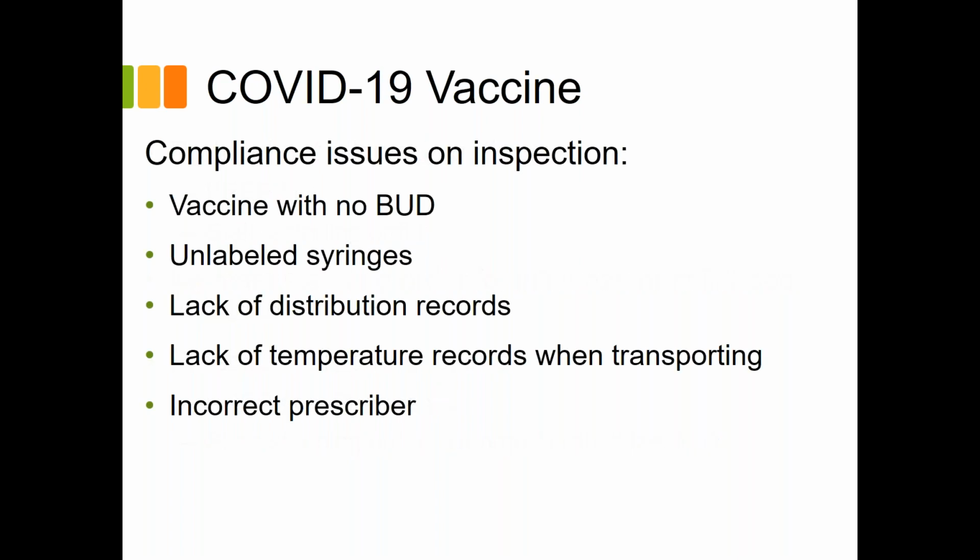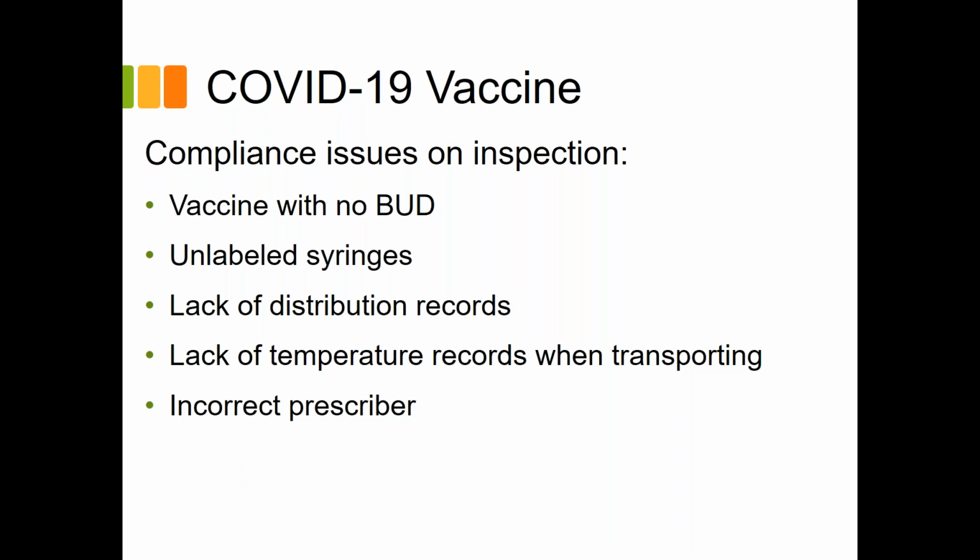Some of the compliance issues we've seen related to the COVID-19 vaccine have to do with the product itself and with the records. We see vaccine with no beyond use date or beyond use time. This could be frozen product that has been taken out of the freezer with no date on when it would expire. Or we see punctured vials with no beyond use time on them. We've also come across unlabeled syringes where people have pre-drawn syringes with no label at all indicating what the product was, let alone a beyond use date or lot number.